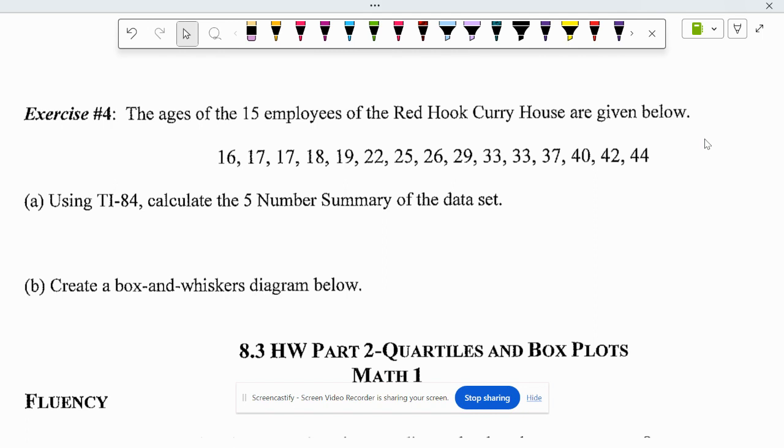So remember, if you arrow up to the last data point that you put in your list, for us it should be 44. It should say L1 and then in parentheses 15. That tells you that you got all 15 of your data points in there. Does that make sense? Okay, Uriah, we're waiting on you. When you're ready, you tell us the next step.